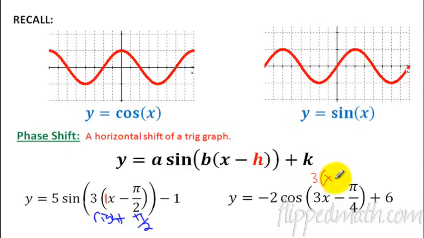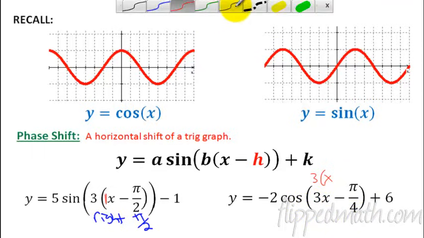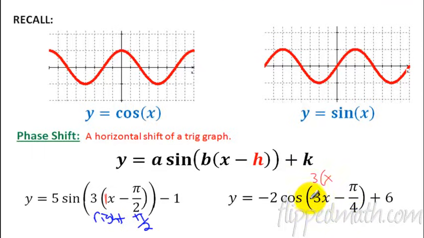Now how do we do this? How do we divide this by 3? We're dividing that one by 3. And we need to divide this thing by 3. Well, I don't think of it as division by 3. I think of it as multiplying by a third. So if you think of it that way, I'm going to multiply this by 1/3, multiply this one by 1/3, and then that gives us x minus pi over 12. So in that case, this one would be right pi over 12.